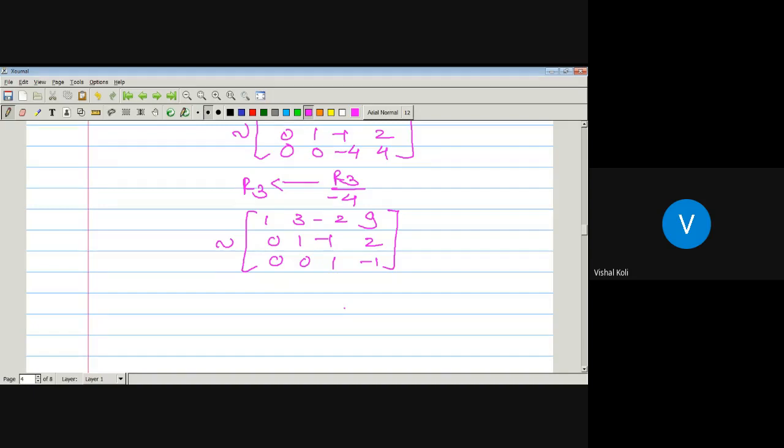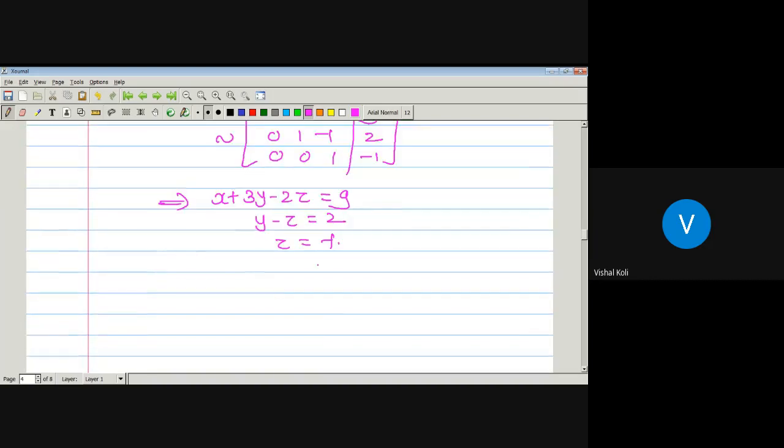So here we get this matrix. Now we know that these are the entries just before the equality sign, which implies x + 3y - 2z = 9, y - z = 2, z = -1.